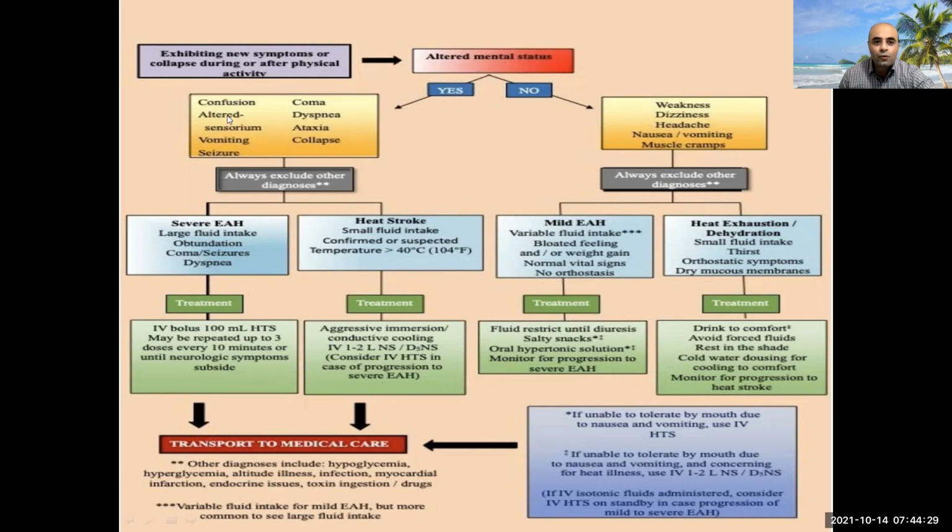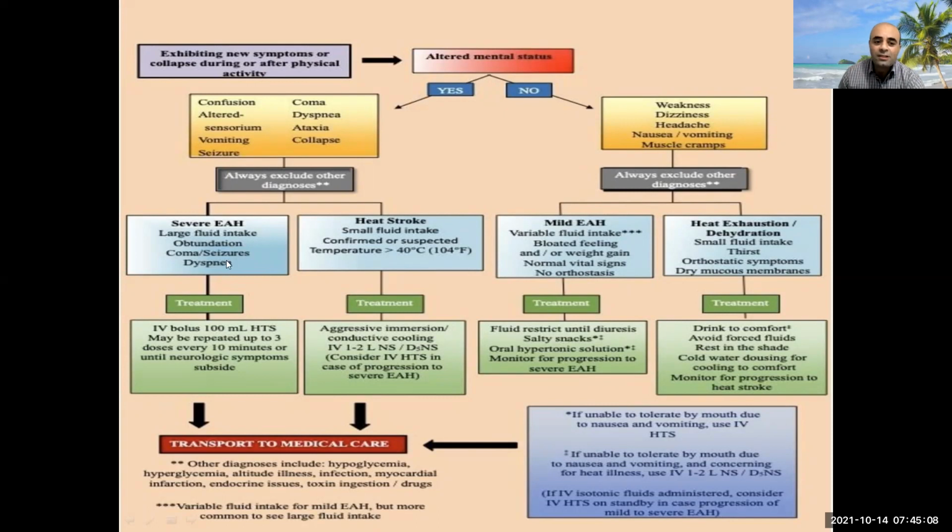If a patient presents with confusion, altered sensorium, vomiting, seizure, coma, dyspnea, ataxia, or collapse, always exclude other diagnoses. This is severe exercise-associated hyponatremia or heat stroke. In severe exercise-associated hyponatremia, there is large fluid intake; the patient may be drinking three or more liters of free water, and you will find obtundation, coma, seizure, and dyspnea.